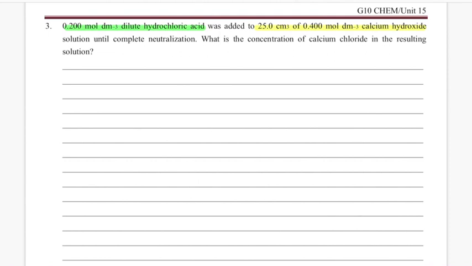Again, there is no equation, so let's write the balanced chemical equation first. Dilute hydrochloric acid reacts with calcium hydroxide, and it will form calcium chloride plus water. Remember to balance our equation and then write the state symbols. And then we can fill in the information that we know from the question.